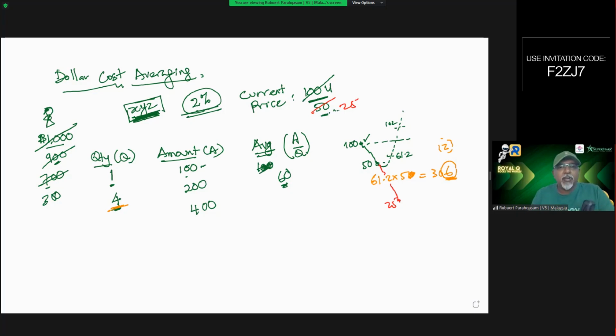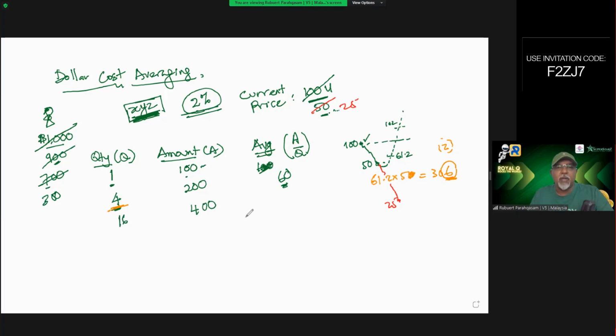Guys, how many coins can I get for 400? Current market price is $25. How many coins can I get for 400? 16. Vijay Kumaran, lovely. So we can get 16 coins. If I were to get 16 coins, now what is my average price?